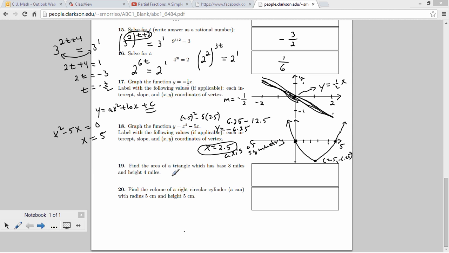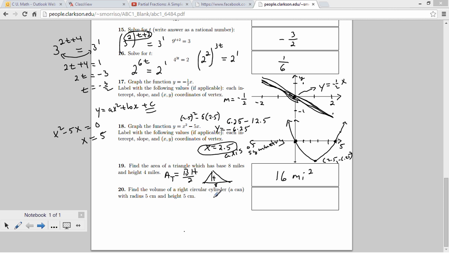The last two, 19, not too bad. We've got the area of a triangle, which has a base of 8 miles and a height of 4 miles. So we got an 8 here, we got a 4 there, and of course you know the area of a triangle is base times height divided by 2, or 1/2 base times height. So we're going to do the 8 times the 4, get 32, divide by 2, and get 16. But also remember that we need units on this, and since this is area, it's square miles or miles squared, whichever way you want to write it.